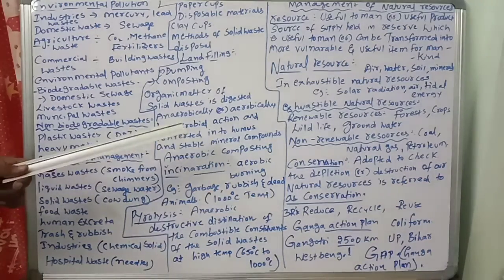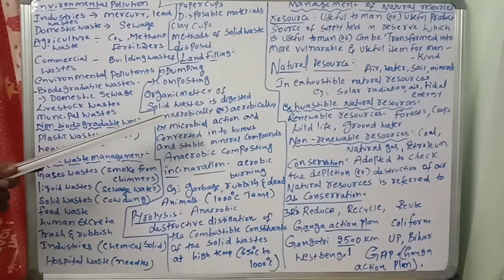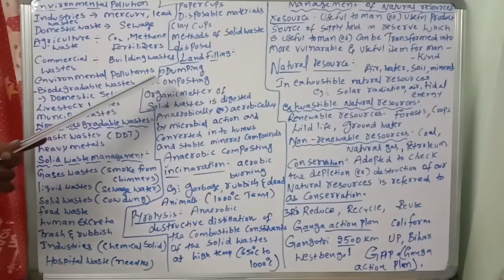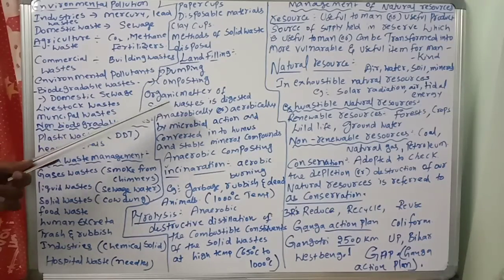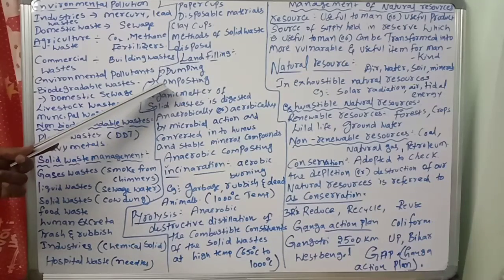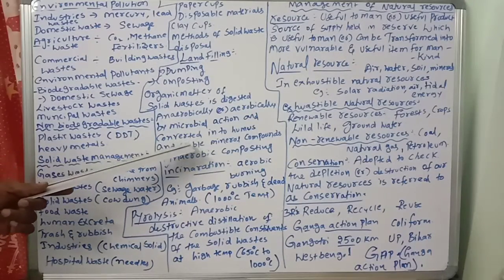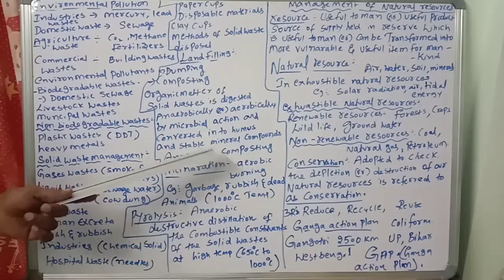Where the low-lying areas are, there we can dump these things and we can make parks and everything. That is the first thing. Compost means, by using aerobic and anaerobic bacteria, we are degrading the waste. That is what you call composting. Nothing but aerobic and anaerobic degradation, converted into humus and stable mineral compounds.